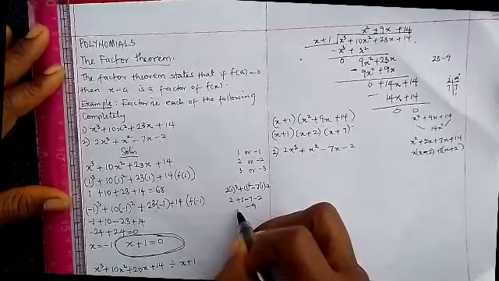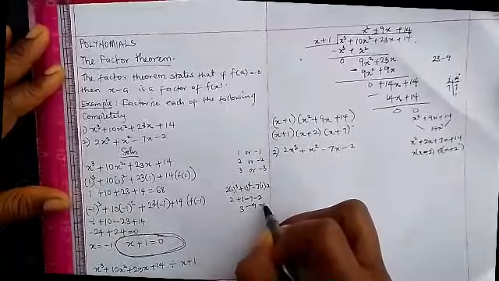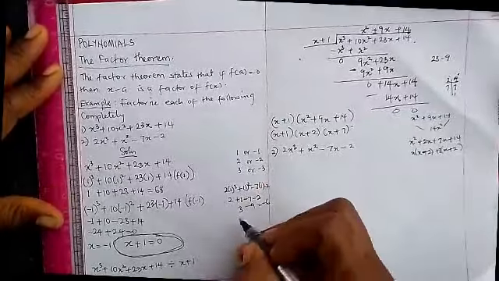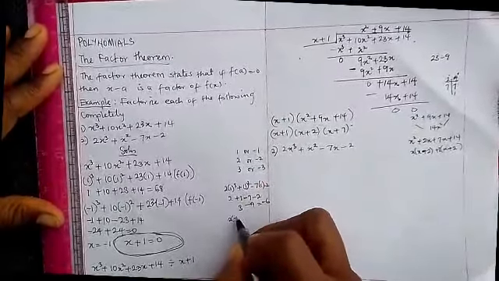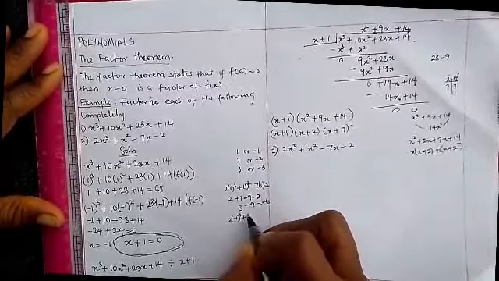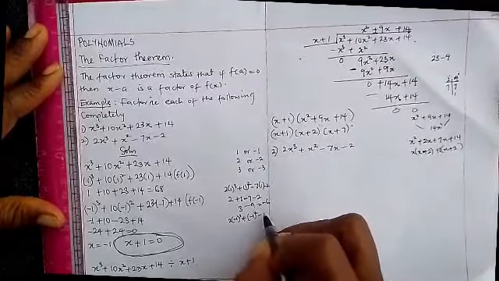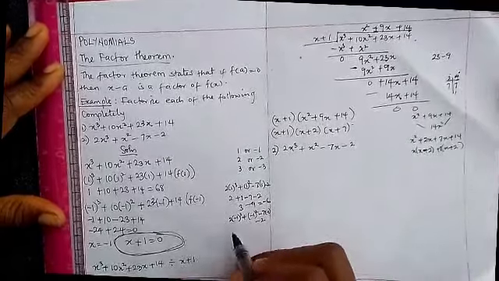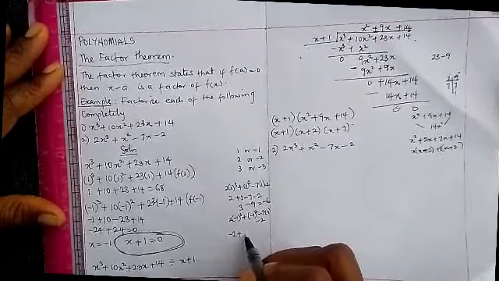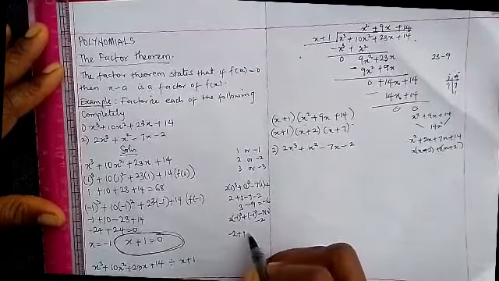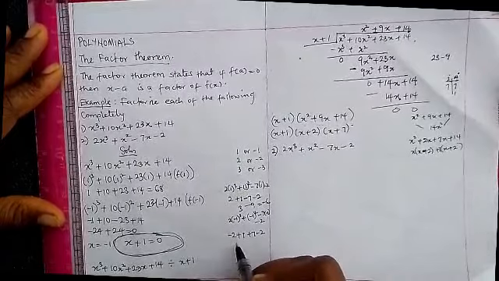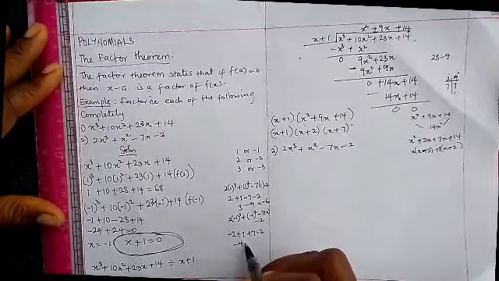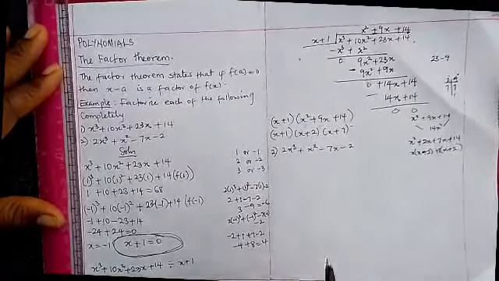Then 3 minus 9 gives you minus 6. It did not give us 0. Let's try using minus 1. We have 2 times minus 1 raised to the power of 3 plus minus 1 raised to the power of 2 minus 7 times minus 1 minus 2. So we have minus 2 plus 1 plus 7 minus 2. Minus 2 minus 2 gives us minus 4, then plus 8. Our answer gives us 4. It still did not give us the value.